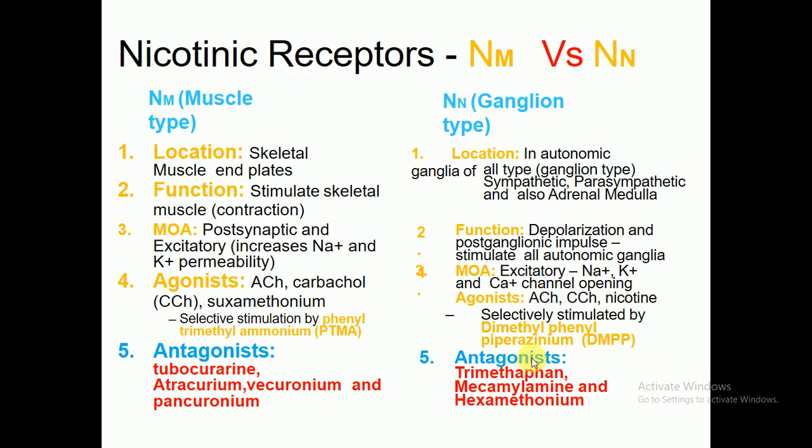The drugs which come under the category of the ganglionic type are acetylcholine and nicotine, which are selectively stimulated by dimethylphenylpiperazinium, while the antagonists are trimethaphan, mecamylamine and hexamethonium.